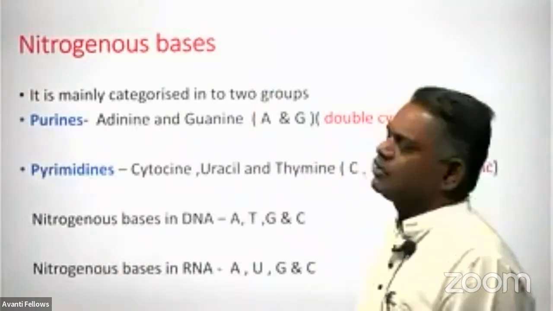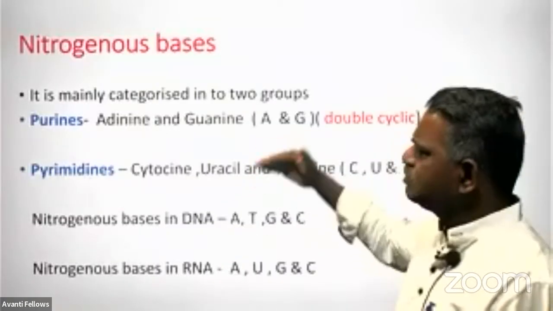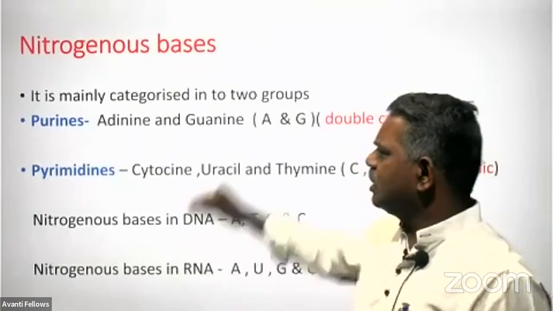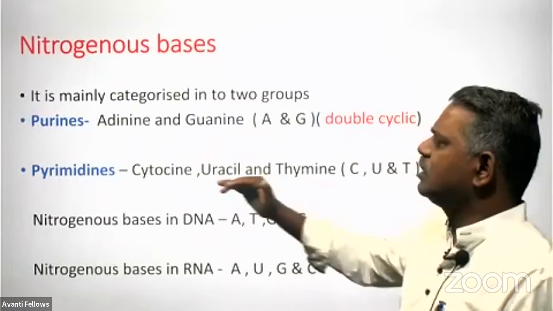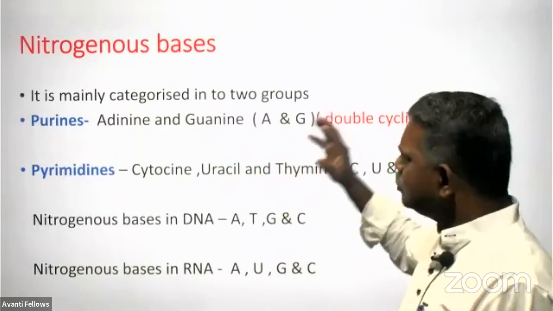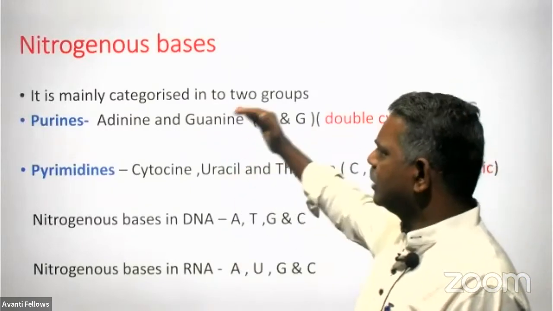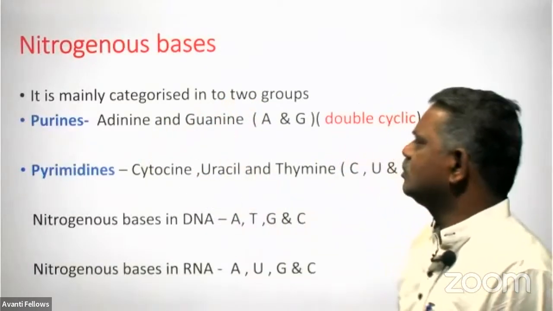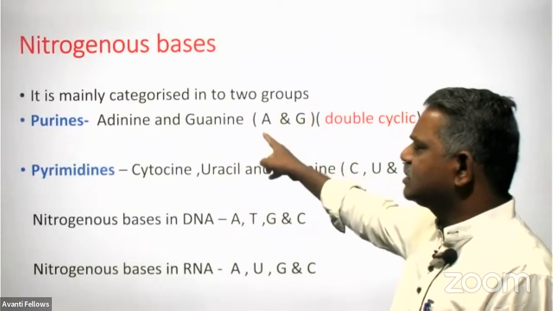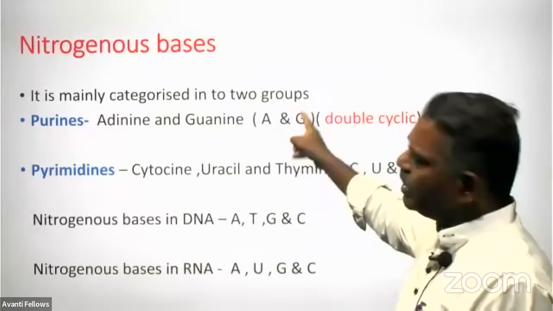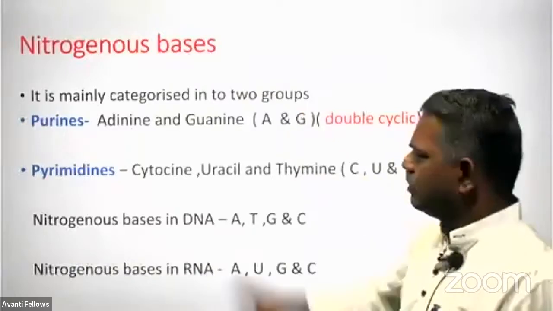First, the nitrogenous bases. Nitrogenous bases are mainly categorized into two groups based on their structure. One is called purine, and another one is pyrimidine. The purine category contains two types of nitrogenous base: adenine and guanine. Adenine and guanine can be represented with A and G. Always use capital A and capital G to represent these two nitrogenous bases.